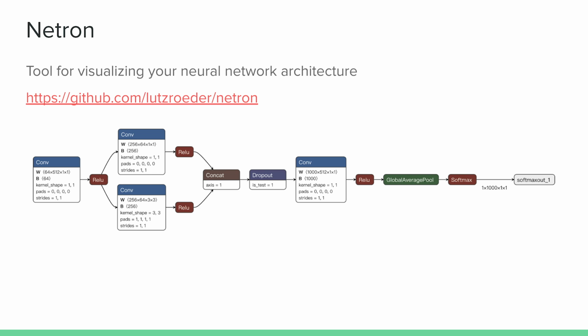One very nice tool that I've come across to visualize your neural network architecture is called Netron, and I highly recommend that you check it out. It supports a wide range of tools, and you can drag in your configuration or your model and then visualize the architecture with all of its parameters, etc. here in a nice visual way.